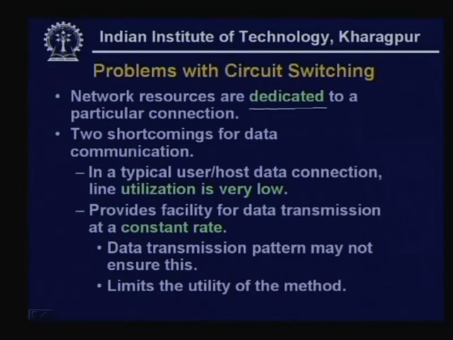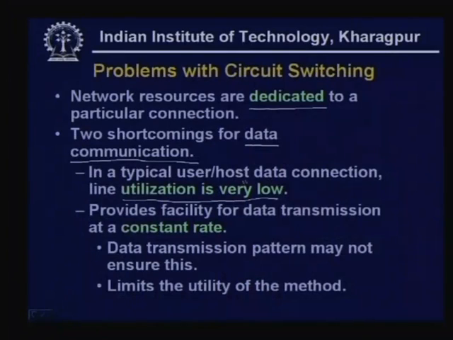And there are two important shortcomings, particularly when you use data communication. For example, in a typical user host data connection, the utilization is very low. As you have seen, even for voice, the utilization is not very high, particularly when the traffic is bursty, as it happens in a user host data connection, then the utilization will be very, very low. And also it provides facility for data transmission at a constant rate. That means it does not allow variable data rate.